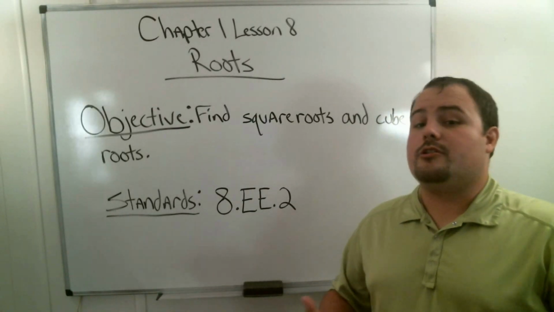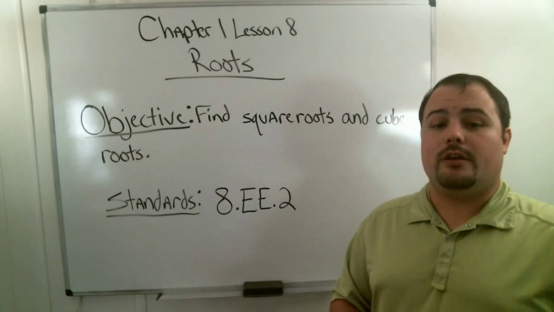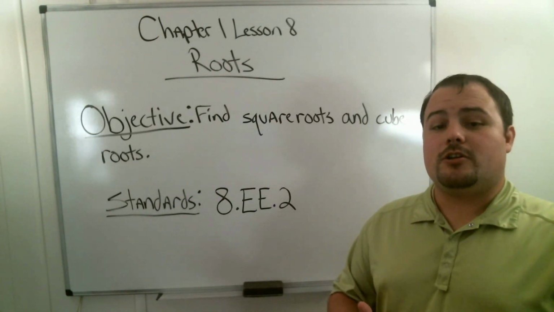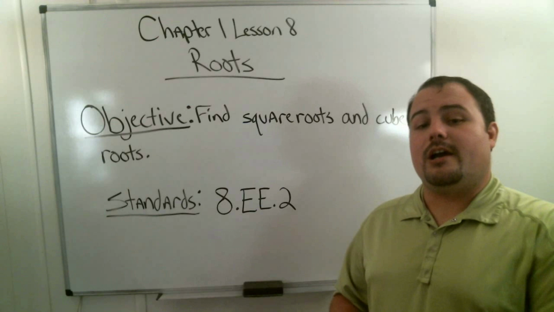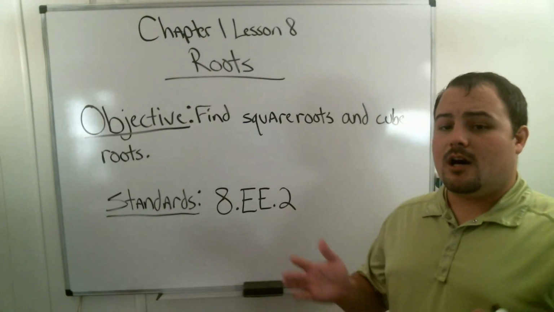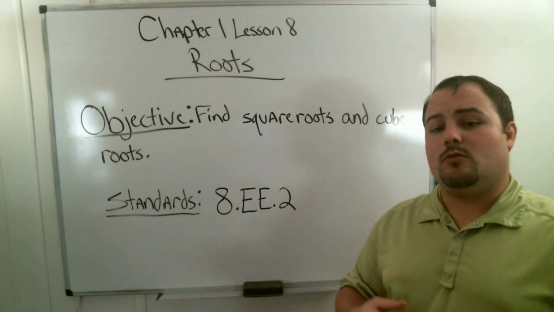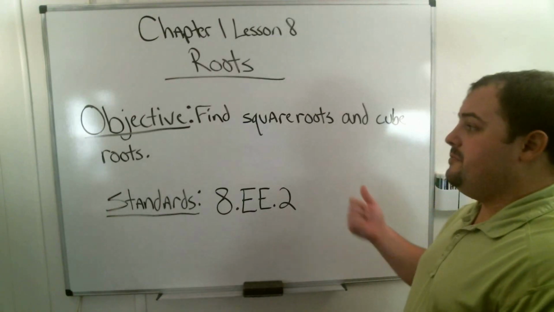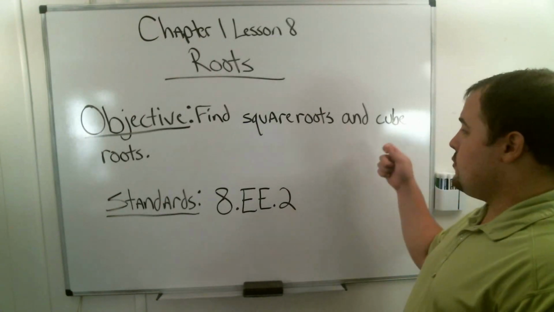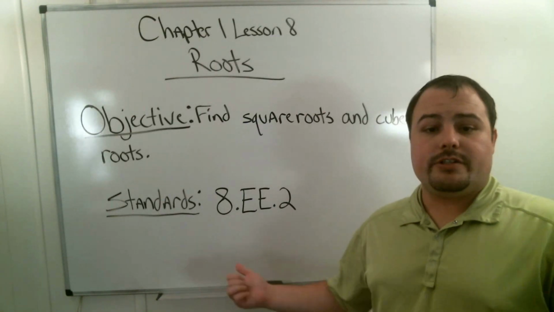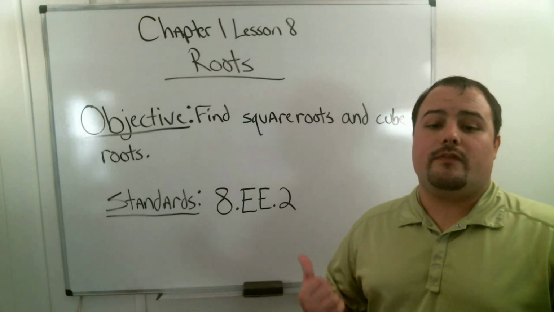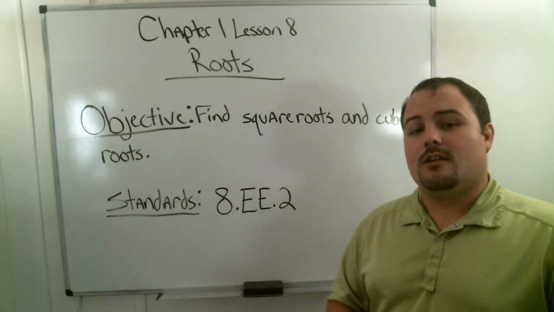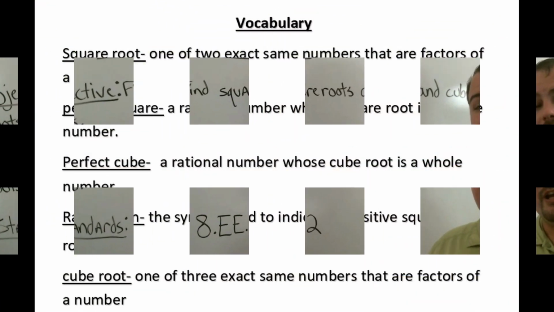In this lesson we're going to talk about Chapter 1, Lesson 8, Roots. And we're also going to talk about Chapter 1, Lesson 9, Estimating Roots. So we're going to combine two lessons in one for this video. Our objective for this video is we're going to find square roots and cube roots. Our standard is 8th grade standard, equivalent expression standard number 2. Let's go ahead, copy our vocab on the next slide.